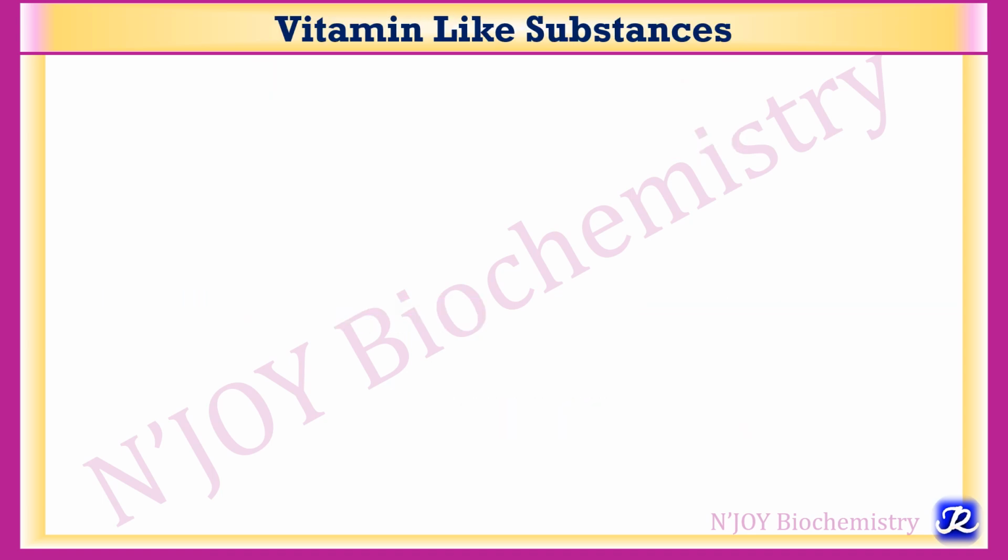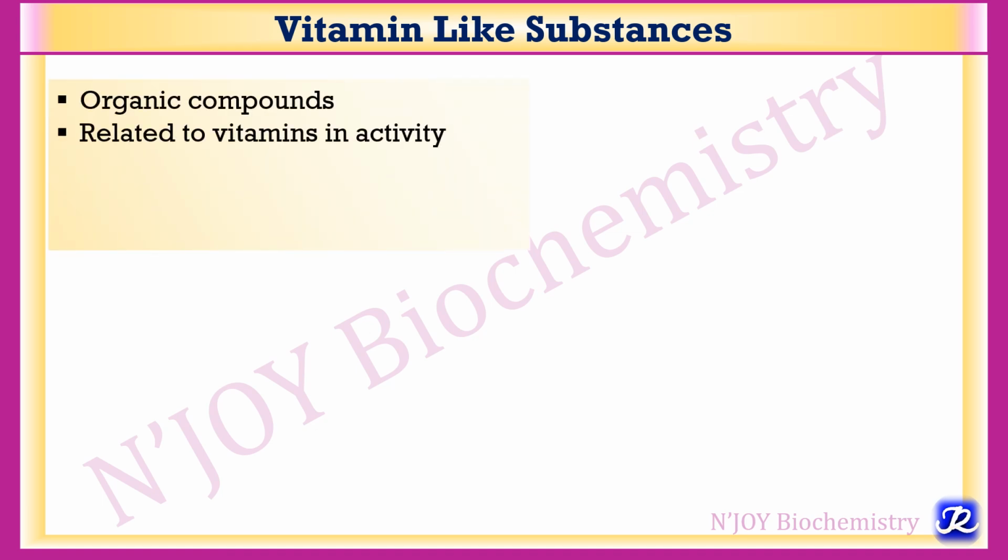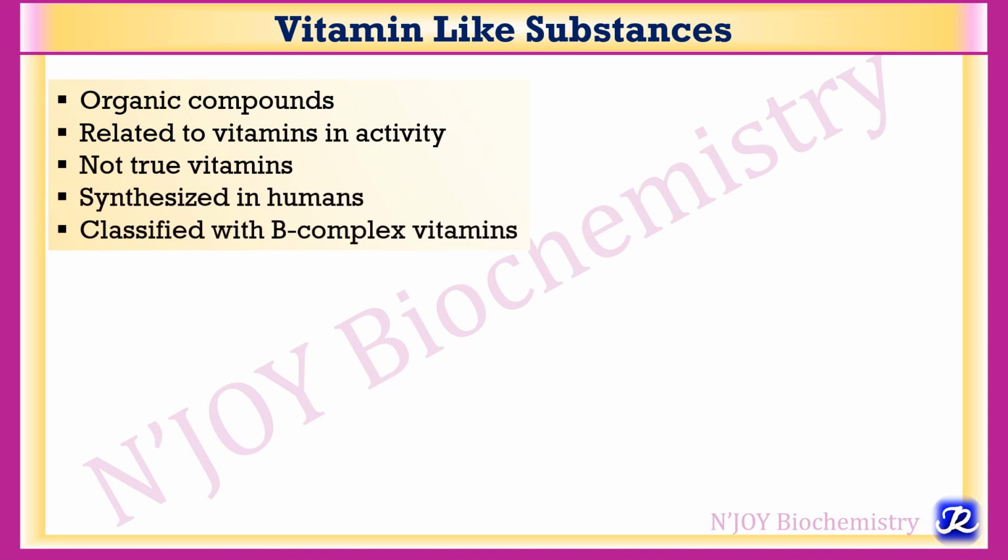Now let's see which are the vitamin-like substances. These are organic compounds. They are related to vitamins in their activity, but they are not true vitamins. They are synthesized in humans and they are classified with the B complex vitamins.